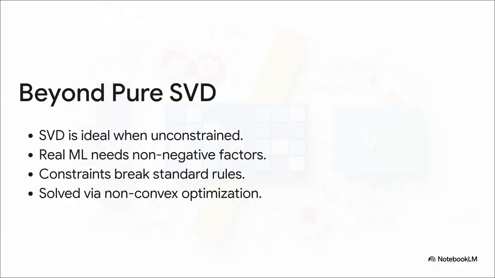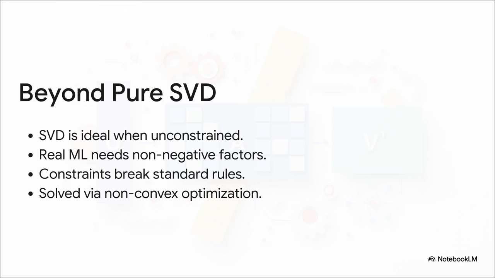Because, let's face it, as incredibly powerful as SVD is, once you introduce real-world constraints, the rules of the game change entirely. A classic example is requiring non-negative numbers. If you're analyzing text documents, you obviously can't have a negative word count. As soon as you impose a constraint like non-negativity, the space you're working in is no longer a standard vector space, meaning the elegant rules of pure linear algebra just go out the window.